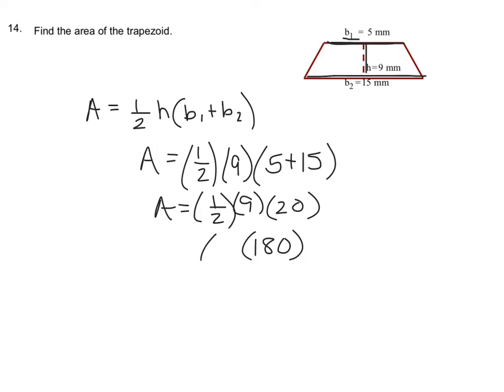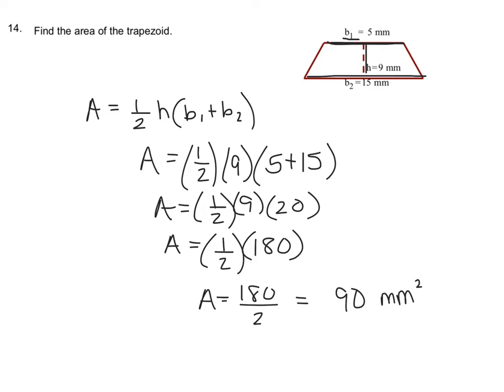So we're left with A equals 1/2 times 180. 1/2 times 180 is the same as 180 divided by 2, which gives us 90. So the area of the trapezoid is 90 square millimeters. And the way we write that is we place an exponent of 2 next to the unit millimeters, and that's because all area should be written as square units. So whenever you write the area, you want to put an exponent of 2 next to your unit measure.